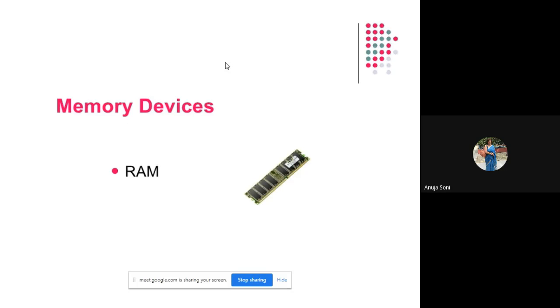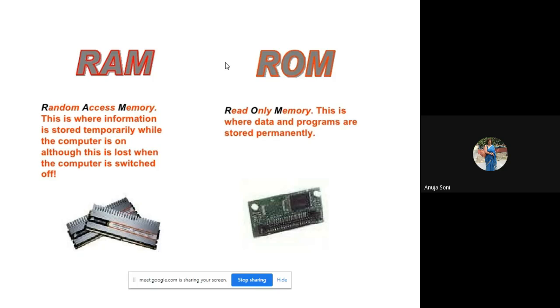Memory we already have discussed. We do have two types of memory. One is your main memory, another is your secondary memory. And there are two types of main memory. One is your RAM, another is your ROM.